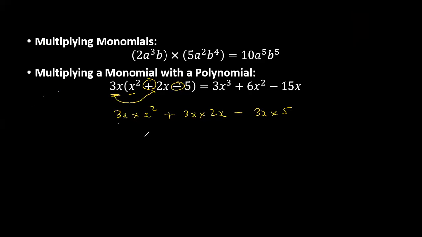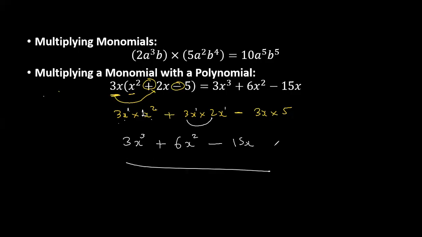So 3x times x square would be nothing but, remember here it is 1. So 3 times, if there is nothing, it would be 1 over here. x to the power 1 times x to the power 2 would be nothing but x to the power 1 plus 2, which is x to the power 3, plus 3 times 2, which is 6, x to the power 1, x to the power 1. If you add it, you'll get 2, minus 3 times 5 is 15x. This will be your answer. Whenever multiplying a monomial with a polynomial, you can do it this way.